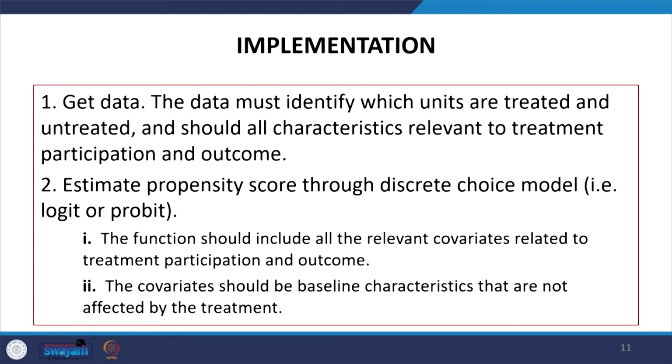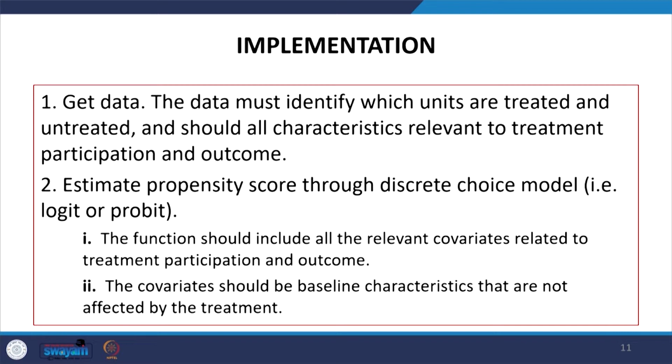Okay. So, let us come to the discussion of the implementation of PSM, where we implement and how should we proceed. Now, we need to first get the data. The data must identify which units are treated and untreated, and should include all characteristics relevant to treatment participation and outcome. Then the second step is to estimate the propensity score through a discrete choice model. Usually this is a logistic or probit, okay, or some heteroscedasticity-based logit model is also employed.